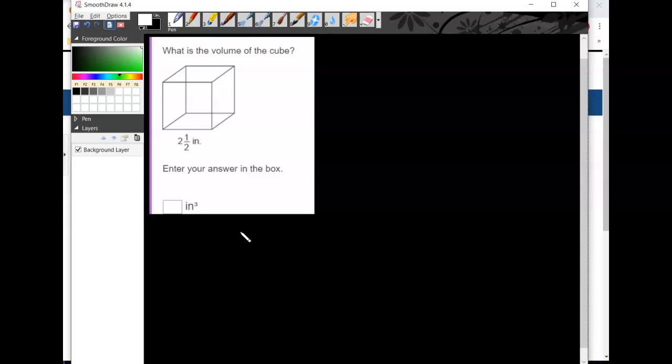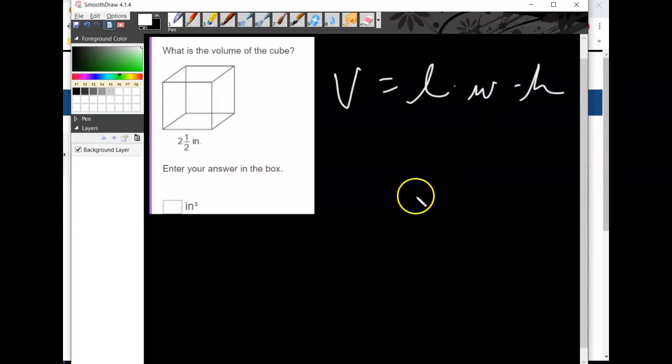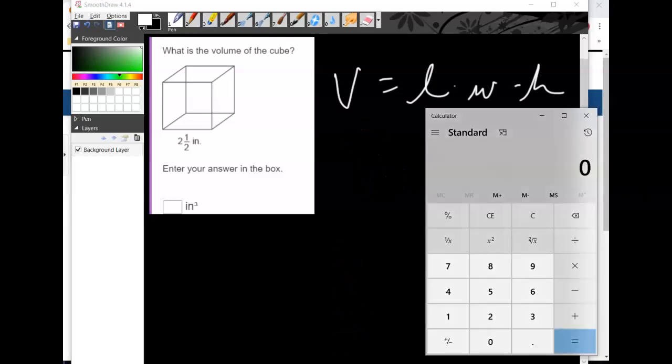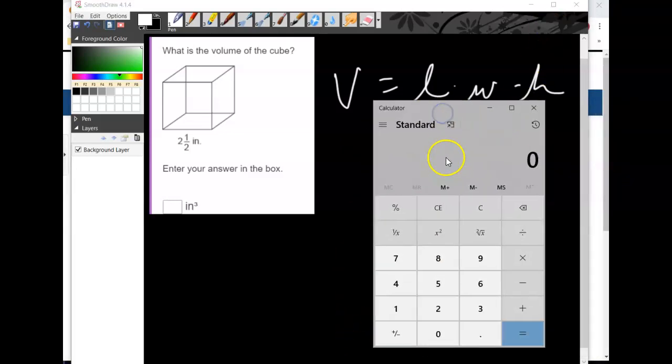All we have to do is multiply length times width times height. Volume is length times width times height of a right rectangular prism, and a cube is just a special kind of right rectangular prism. So all we have to do here is 2.5 times 2.5 times 2.5. And for the sake of time, I'm going to use a calculator for some of these. It just says enter the answer in the box. 2.5 times 2.5 times 2.5 is that.